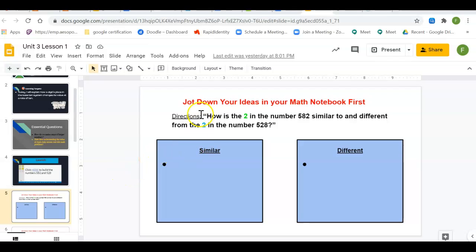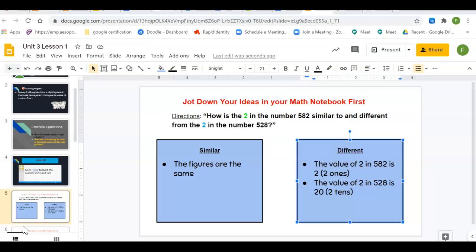So our next slide here, I'm instructing you to jot down your ideas in your math notebook first. Okay, so you're going to have your math notebook open to a blank page so that you can write down some notes. And I've got some directions here. How is the 2 in the number 582 similar to and different from the 2 in the number 528? So we're going to pause. I want to give you a chance to write those in your notebook.